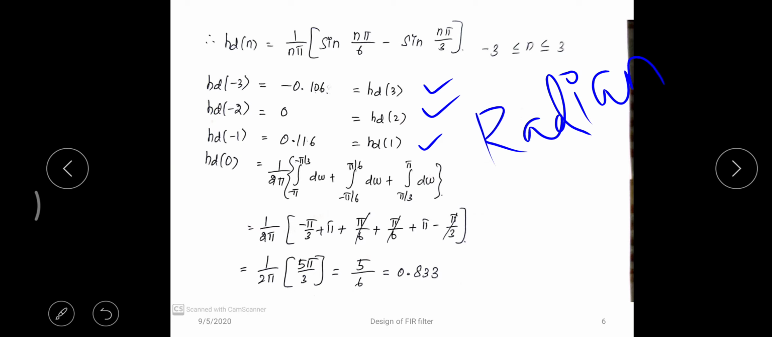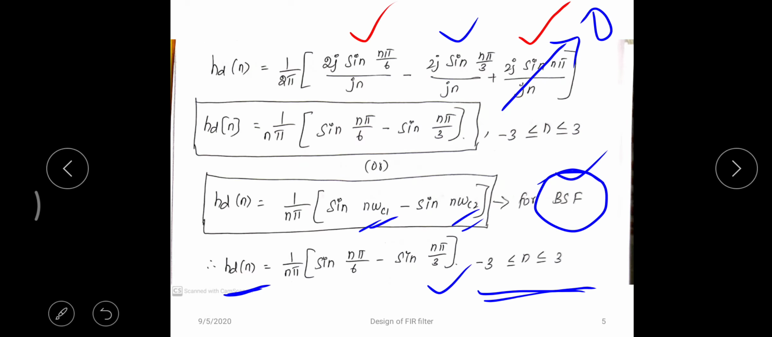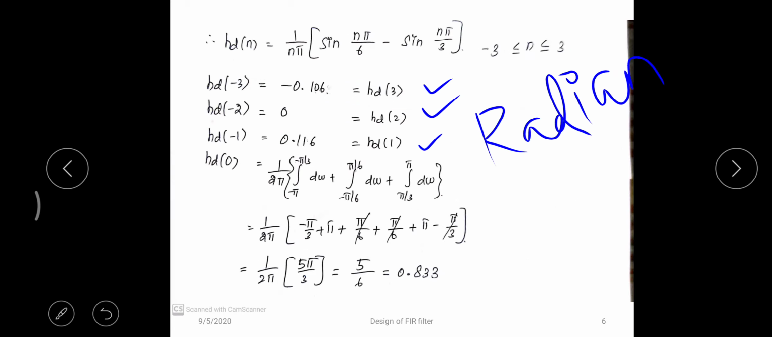Then if I substitute n is equal to minus 1, I am getting 0.116. But while coming to n is equal to 0, you can look at this, this is 1 by n pi. If I take n is equal to 0, which will become 1 by 0, it is not defined, that is infinity. In that case, either you can go for L'Hospital rule or initially once again you can derive this hd of n by substituting n is equal to 0.